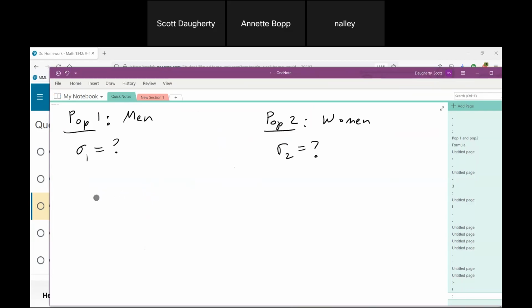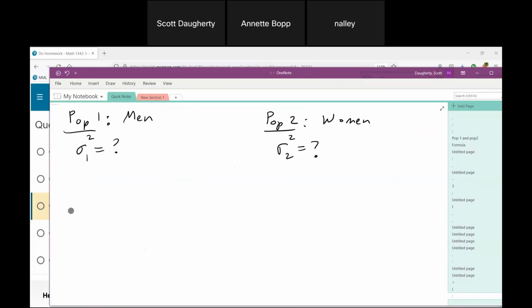Okay, so the claim has to do with the two sigmas here. Actually, you can also square these numbers, and it's called variance. So if you don't square them, these are the standard deviations. And if you square them, they're called variances.